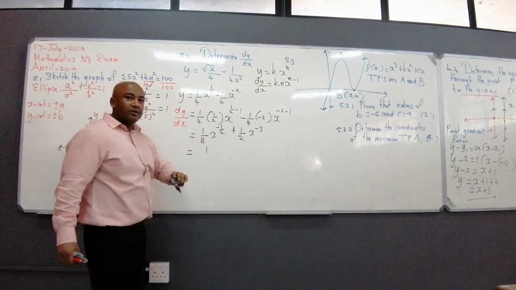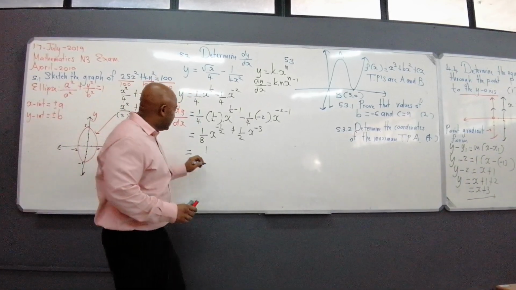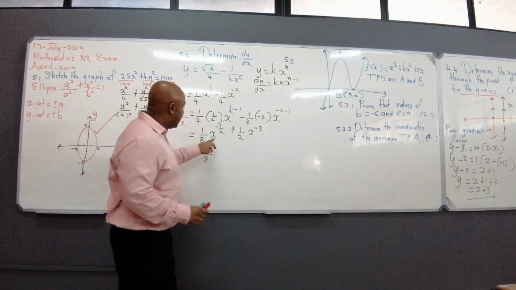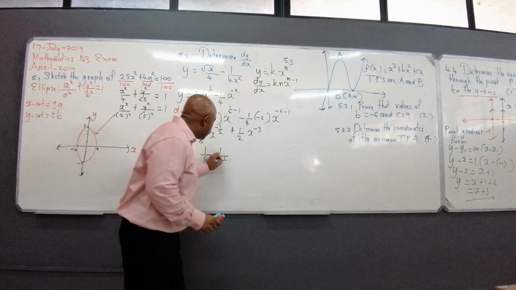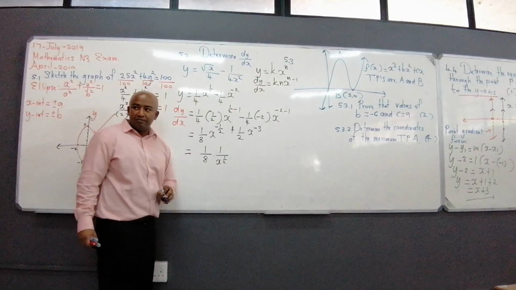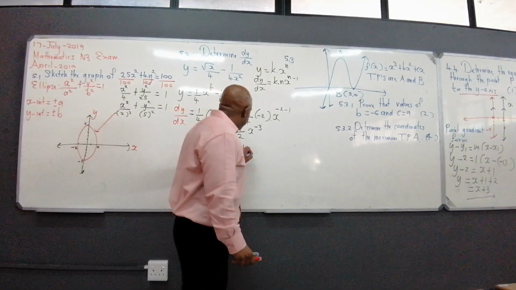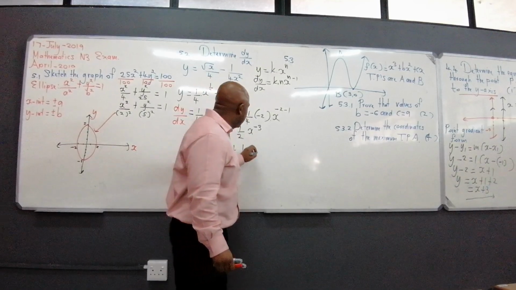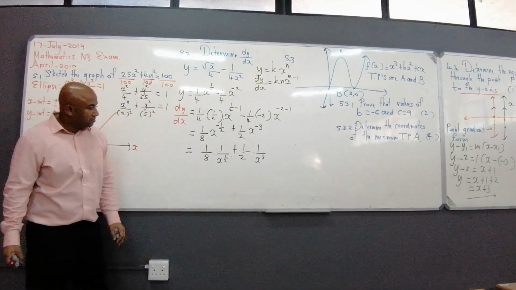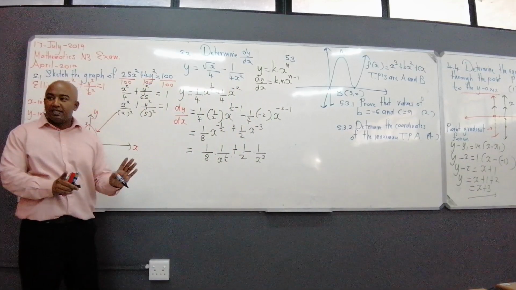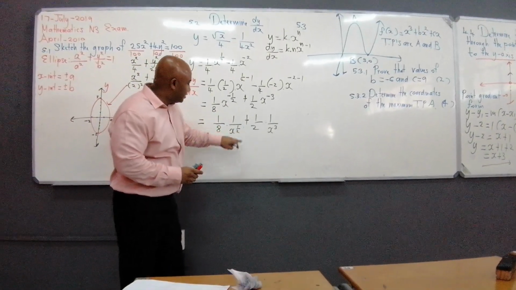Now, this is where most people make a mistake. So let me just do this step by step. So that's 1 over x. Then x to the power minus half is the same as 1 over x to the power half. You okay with that? This is plus 1 over 2. X to the power minus 3 is the same as 1 over x cubed. You can do it in one step, but I'm just explaining that you can change this to 1 over x to the power half.